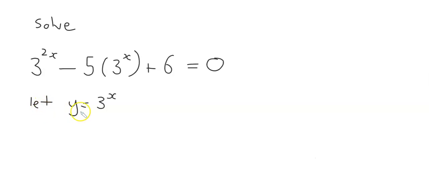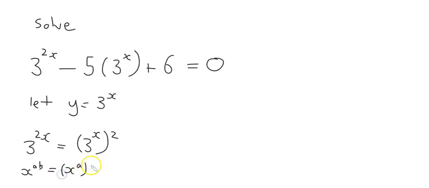So if we want to sub y equals 3 to the x into this equation, let's have a think about what 3 to the 2x would be in terms of y. Well, we know that 3 to the 2x, we can rewrite as 3 to the x, squared. We could use this rule here that x to the ab is equal to x to the a, raised to the b. That's just a rule of indices. And then, what is 3 to the x? We said it was y, and so this has to equal y squared.